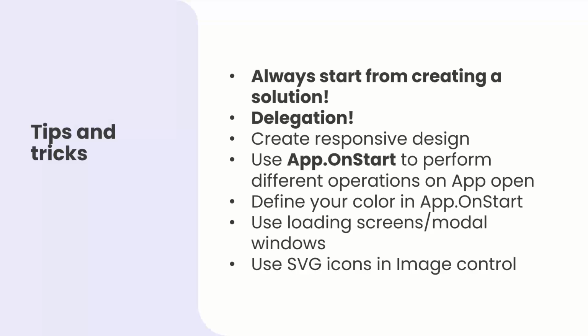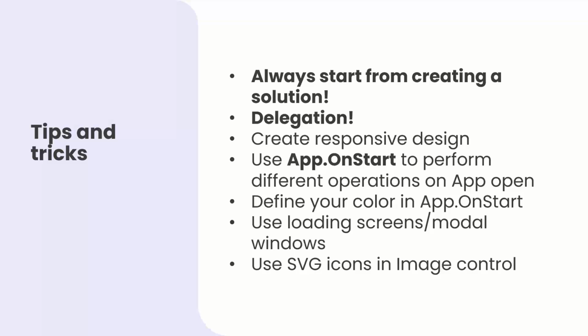Of course, if you would like to perform some operations on app open, just use this App OnStart property. You can define many things there, something like colors. So you can have consistent colors throughout your whole app, and you don't have to remember which color I used in hex on this screen. You can do it just as a variable. To make the transitions and saving, loading the data seamless, I recommend you to use loading screens and modal windows to just inform the user what is going on right now.